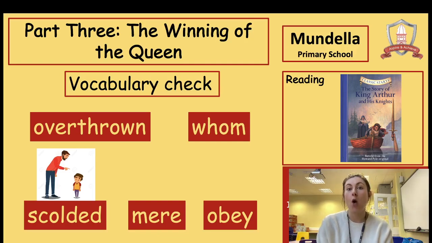Whom, that's an old-fashioned way of saying who. That's easy to remember. Scolded. Now I've got a picture there to help us understand what scolded means, and it simply means told off. Mere, that's a very old-fashioned word again. Mere means little. Obey. Now if you obey something, then you do what you're told.